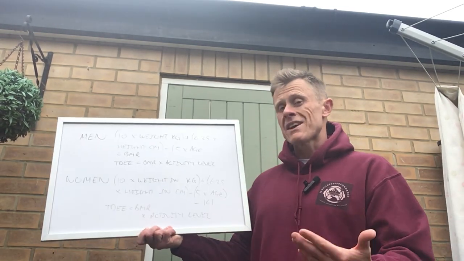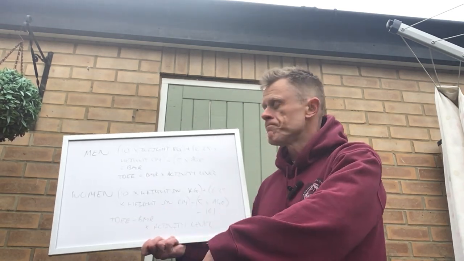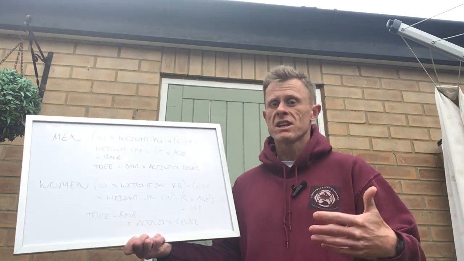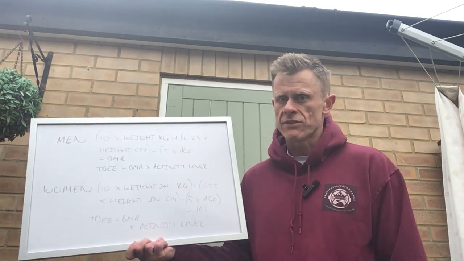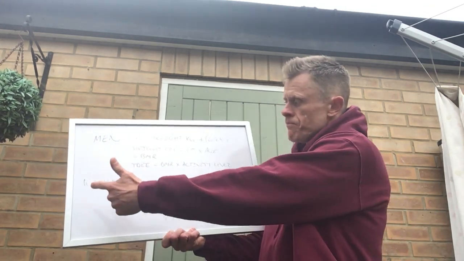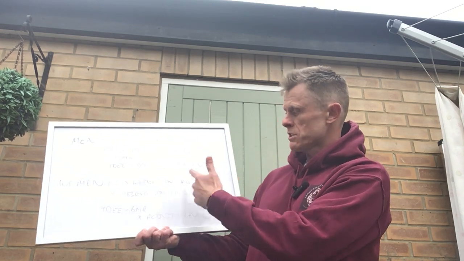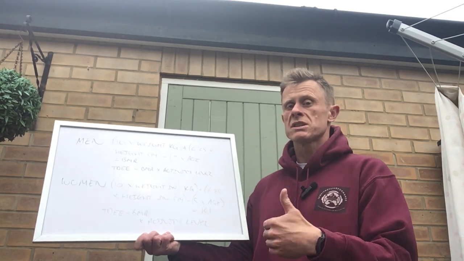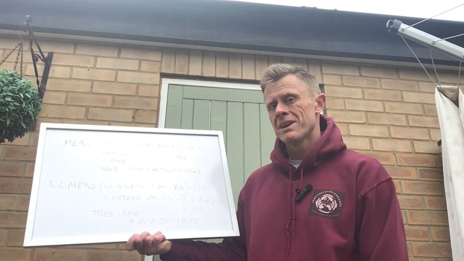To find my total daily energy expenditure, TDEE, I would then need to multiply that BMR by my activity level. Now, if you sit on your backside and do nothing, then you're not going to have much of an activity level, so you instantly know what your calories are. For women, you do the exact same: 10 times weight in kilograms, 6.25 times the height in centimeters, then 5 times your age, but you then minus 161. Then you work out your TDEE from there.